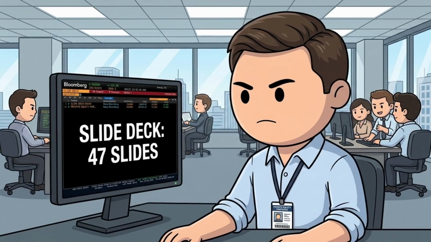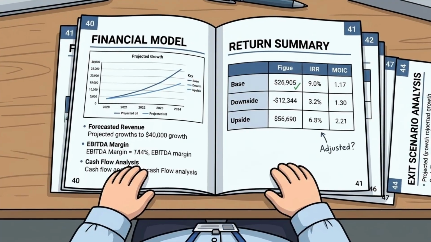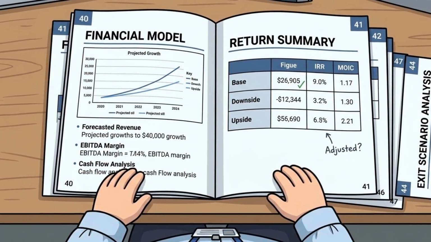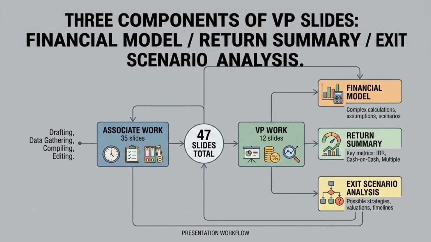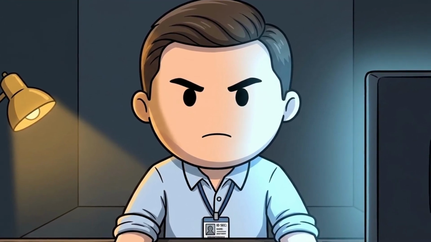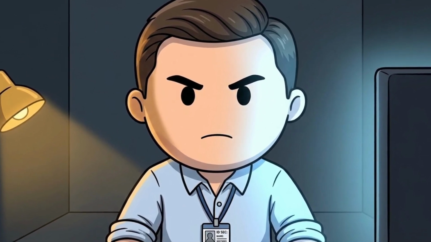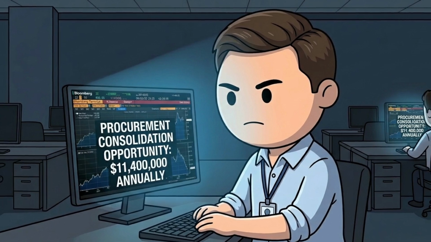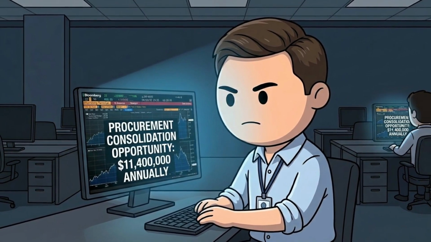The slide deck has 47 slides. You built slides 1 through 39. A vice president built slides 40 through 47. The financial model, the return summary, the exit scenario analysis. Your 39 slides cover the operational improvement thesis. The cost structure benchmarking against the 3 closest industry competitors. The procurement consolidation opportunity worth $11.4 million annually.